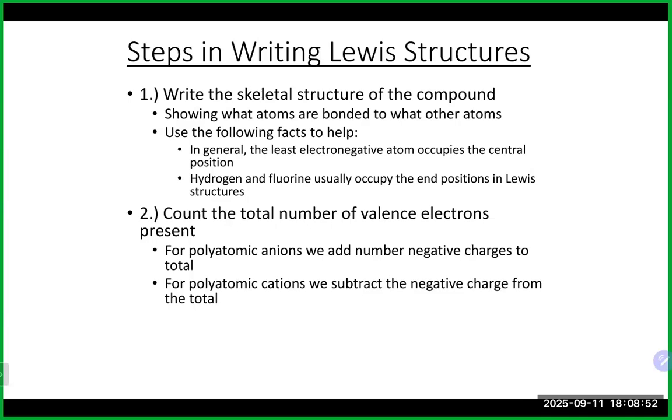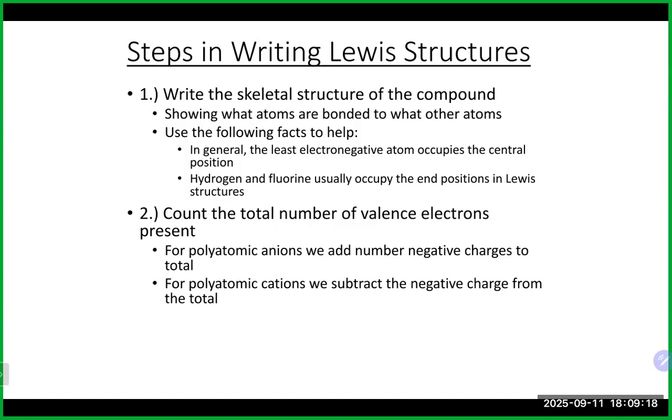Probably the most important thing here is counting the total number of valence electrons. You need to count the total number of valence electrons in the entire molecule or ion you are drawing. That number is really important because when you draw your picture, you need to hit that number right on the nose. You can't have more electrons or fewer electrons; your picture has to have exactly that number.